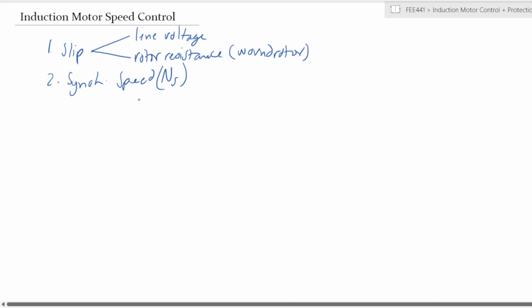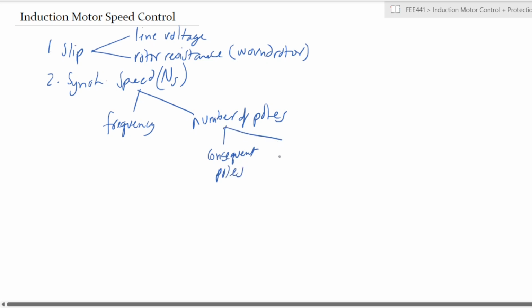And when we are looking at changing the synchronous speed, you have two possible options. You could change the frequency of the machine, or you could change the number of poles. Under frequency, there are various ways of doing it, and under number of poles, you either have the method of consequent poles or the method of multiple stator windings. Right? So let's look at these in turn.